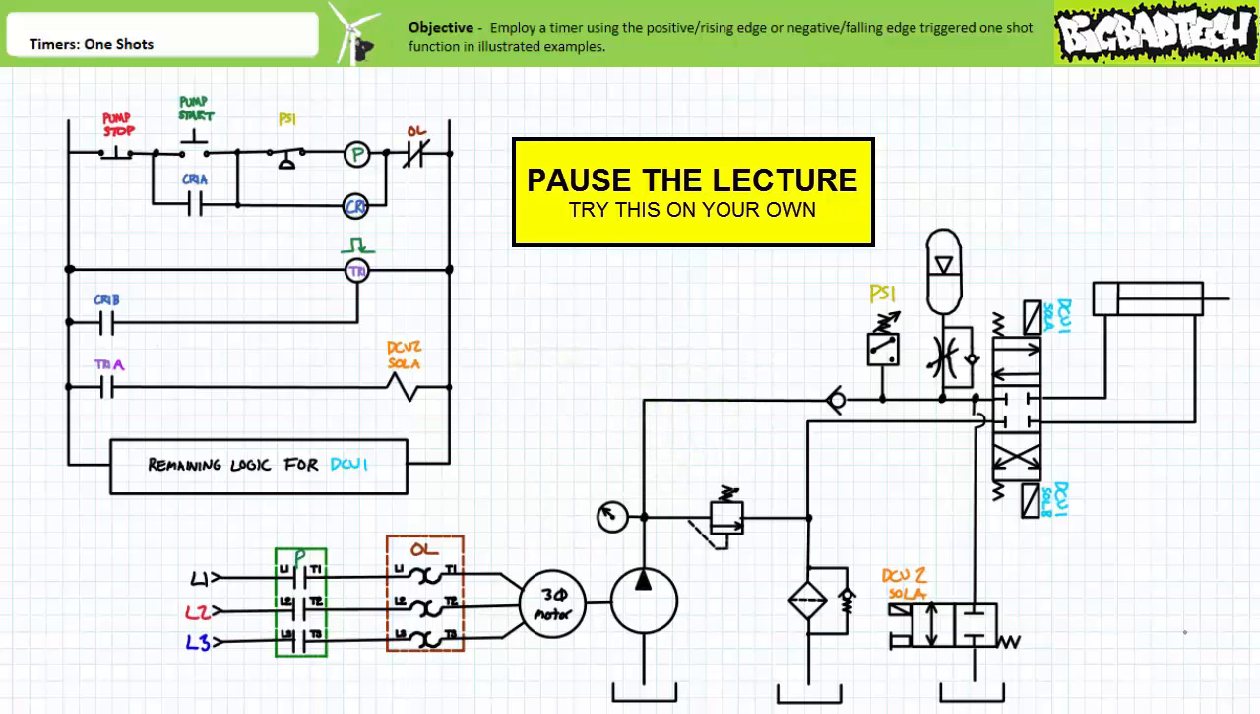If you want to save some time, here's a summary. An accumulator is a hydraulic energy storage device that, while versatile, can be considered a source of hazardous energy if it is not properly discharged. Again, we're using a negative edge triggered one-shot, as indicated by the top hat on top of the TR1 relay.